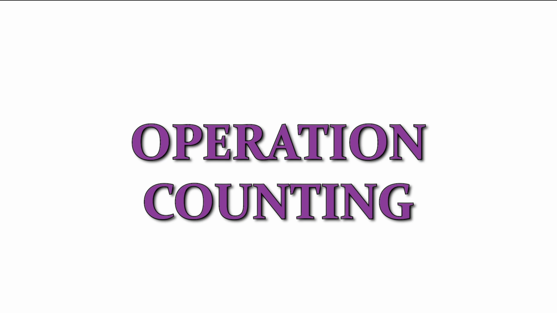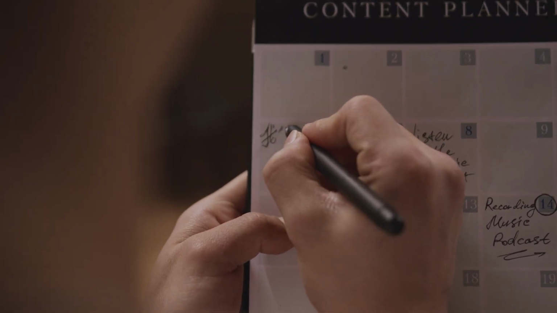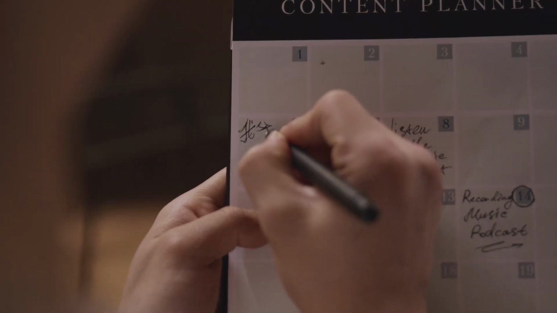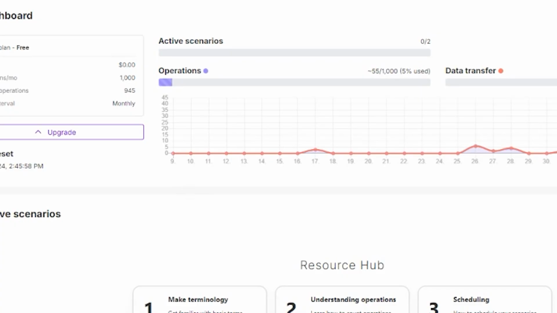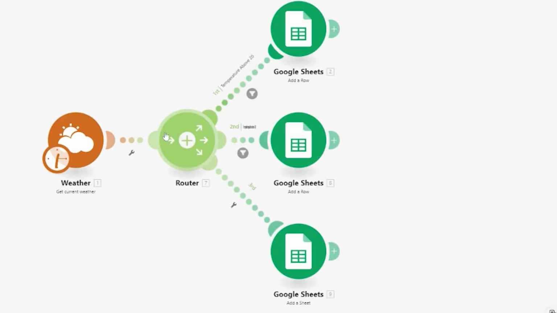Now let's talk about operation counting. Imagine you're keeping track of how many tasks you complete each month. Operation counting is similar. It's about being aware of how many operations you've used within a month. For example, the first module in a scenario runs once and always counts as one operation, even if it doesn't produce a single bundle. Each time a module performs an action, it consumes an operation based on the number of actions required. So if you're adding 3 rows to a Google Sheet, that's 3 operations consumed.